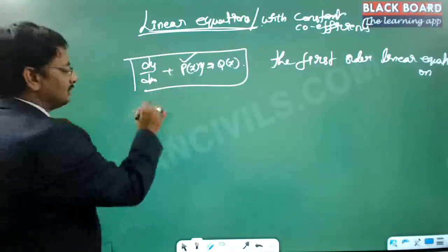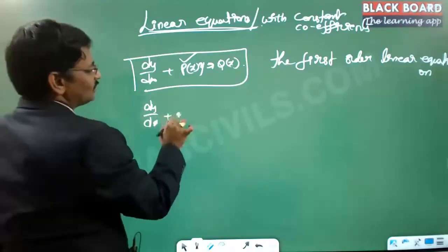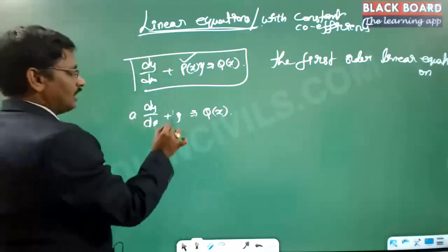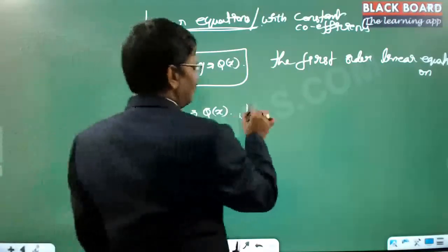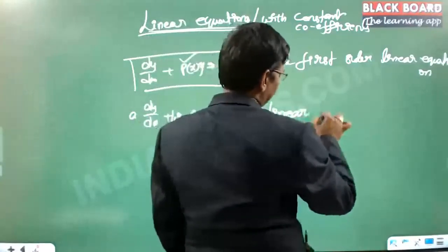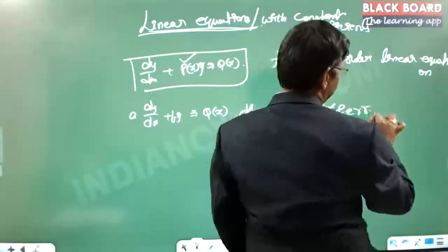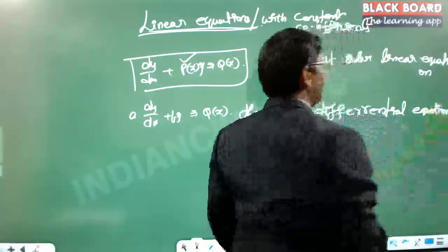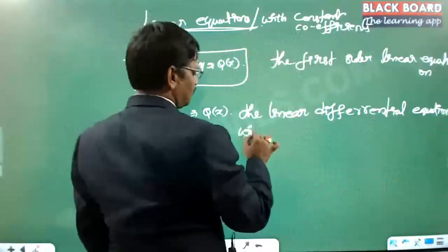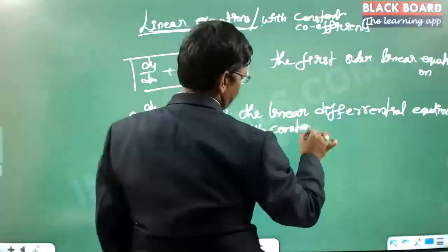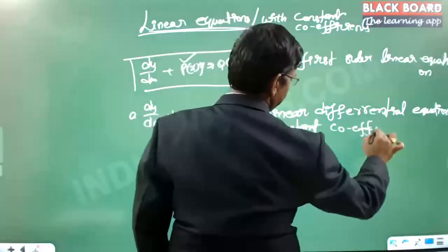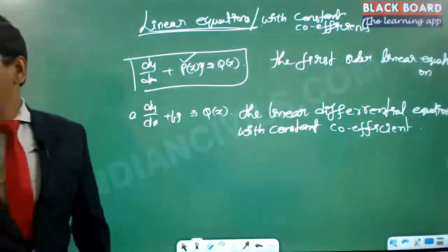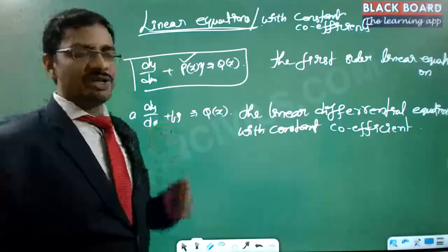And if the coefficients are constants, suppose the differential equation is dy by dx plus a y is equal to q of x, where the coefficient can be a, it can be b like this, then this is the linear differential equation with constant coefficients.